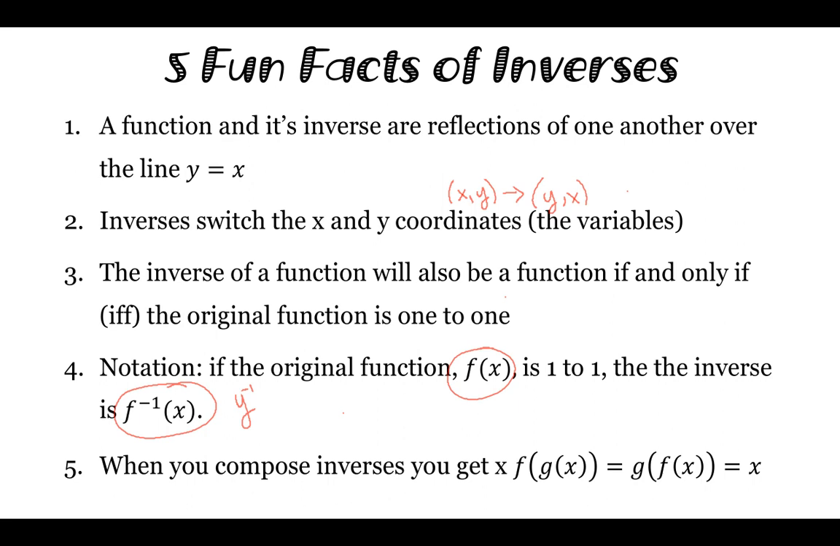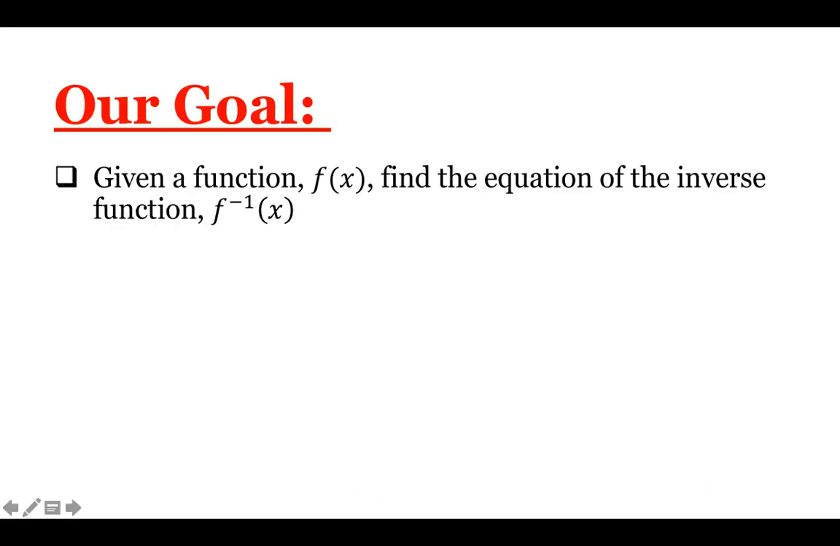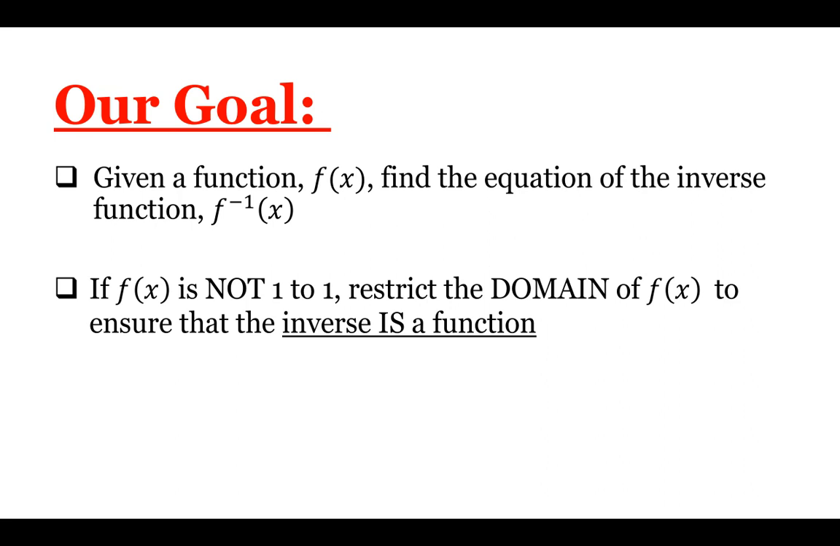So in this lesson, we're going to focus on this: the inverse of a function will also be a function if and only if the original function is one-to-one. So what do we do if it's not one-to-one? That's the big question here. Our goal: we're given a function f of x, and we're going to find the equation of the inverse function, f inverse of x. If it is not one-to-one, we want to restrict the initial domain. We want to modify the domain of the original function to ensure that the inverse is a function. So we want to force it to be one-to-one.